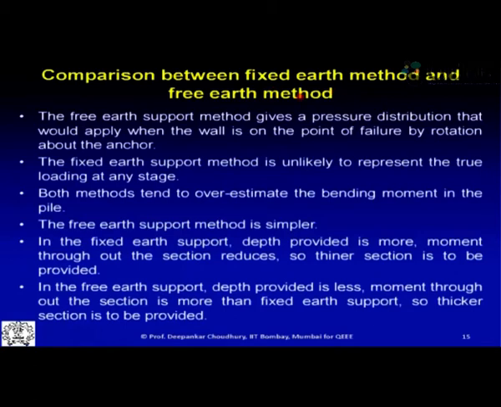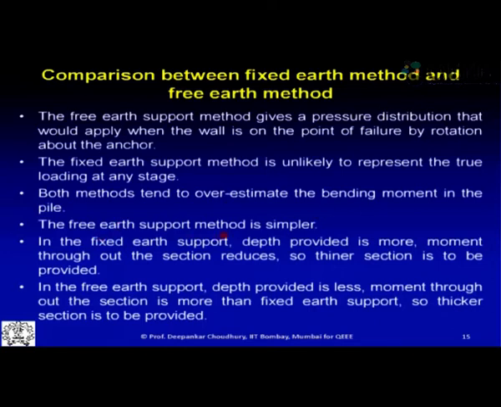So if we try to compare between these two methods, I have already given the major points for the comparison. It is listed over here. The free earth support method gives a pressure distribution that would apply when the wall is on the point of failure by rotation about the anchor point. That's why we are considering the equilibrium of moment about the anchor rotation point. But for the fixed earth support, it is unlikely to represent the true loading at any stage, because we are assuming and putting an equivalent amount of lateral load on this beam and then applying the beam theory for the solution of this sheet pile wall. So both the methods tend to overestimate the bending moment in the pile.